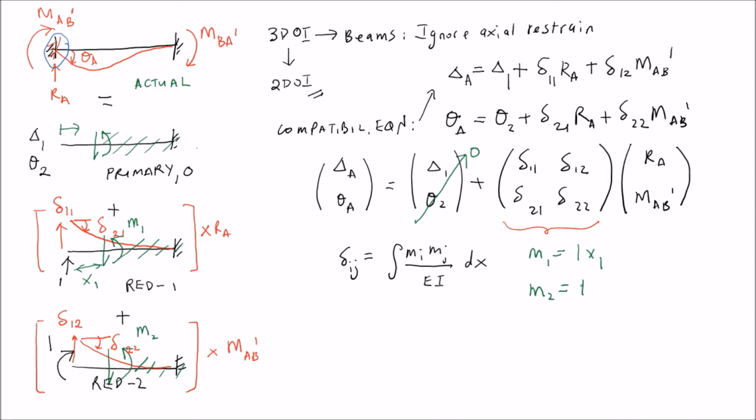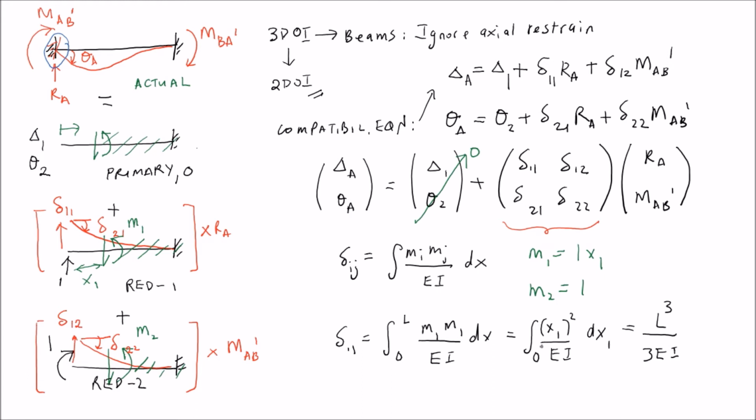So then if you integrate them, for delta 11 you have from 0 to L, M1 squared divided by EI dx. If you put this in to integrate, you will get x1 squared over EI dx1. So basically you are going to get L cubed divided by 3EI, because your limit is 0 to L.